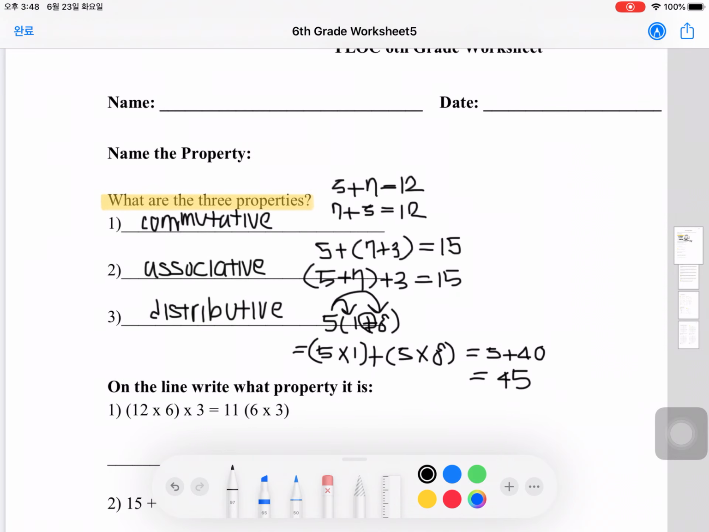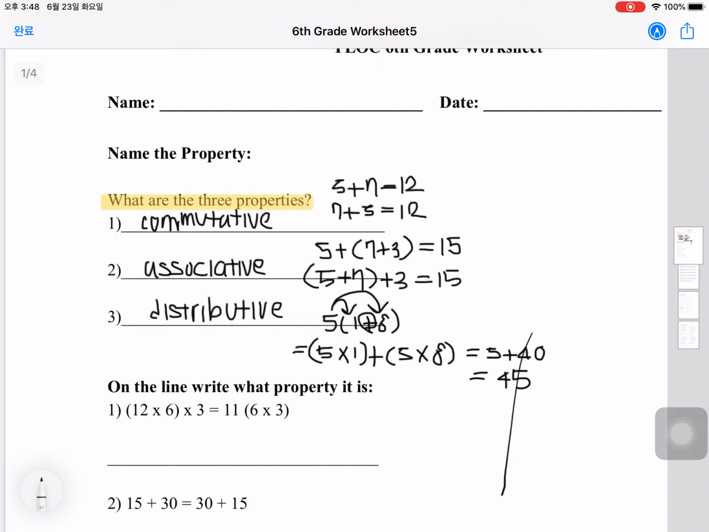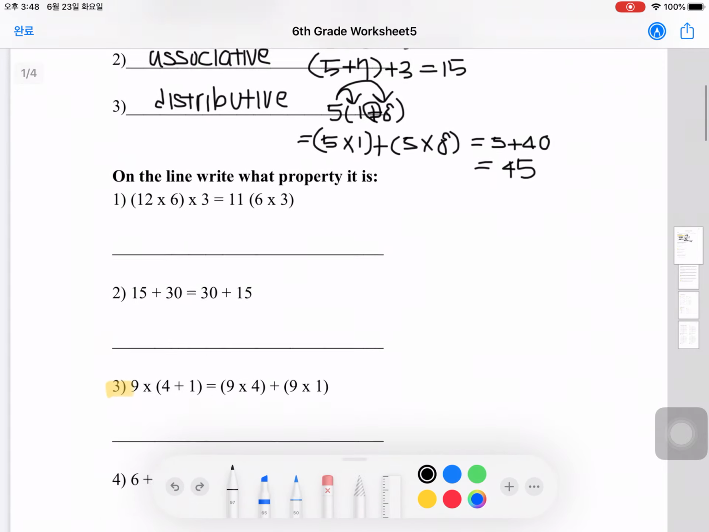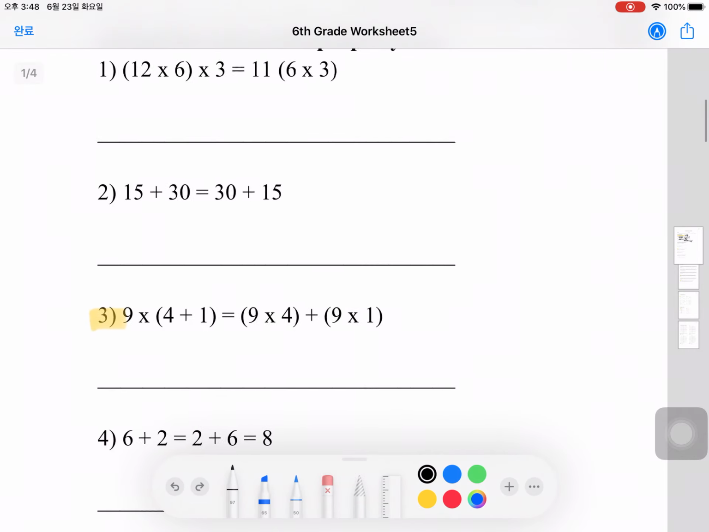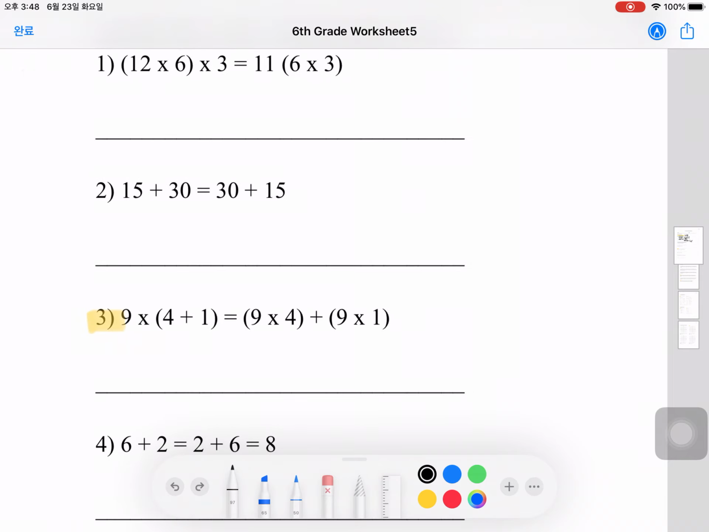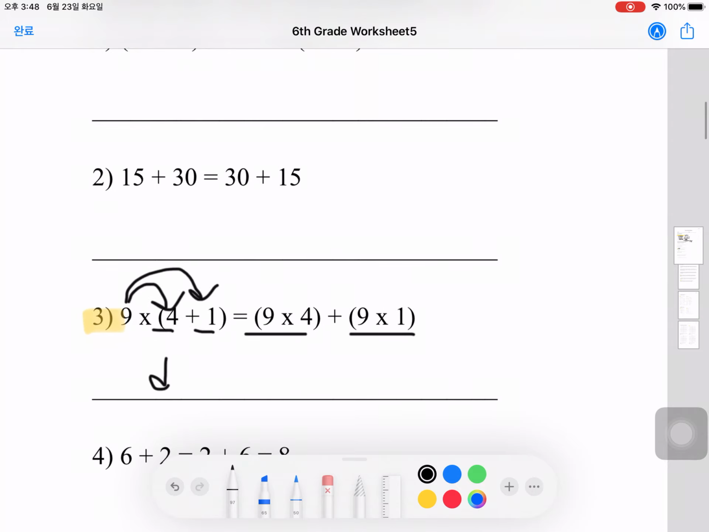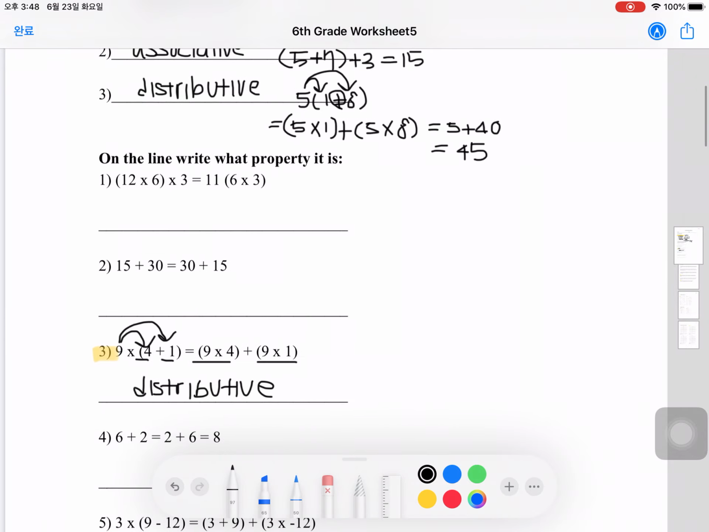Now let's try the actual problems. So, number 3. 9 times (4 plus 1) equals 9 times 4 plus 9 times 1. We can see that this is distributive because 9 was distributed to 4 and 1 to create 9 times 4 and 9 times 1. So on this line here, you would just simply write distributive. We're not trying to solve anything here, just writing one of the 3 properties we mentioned before.